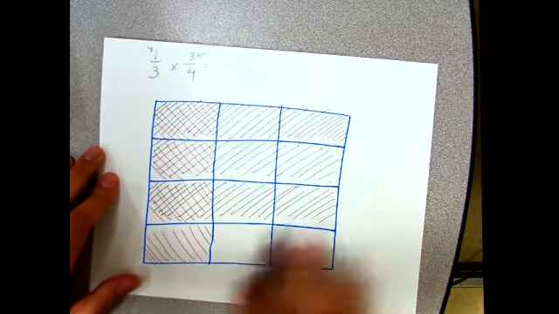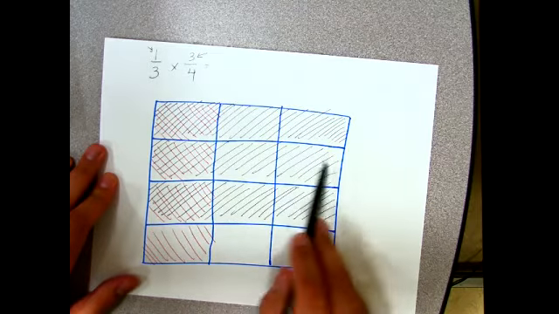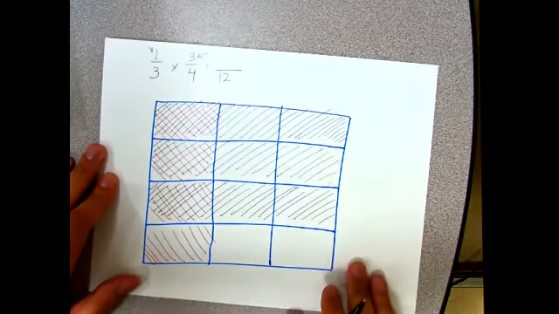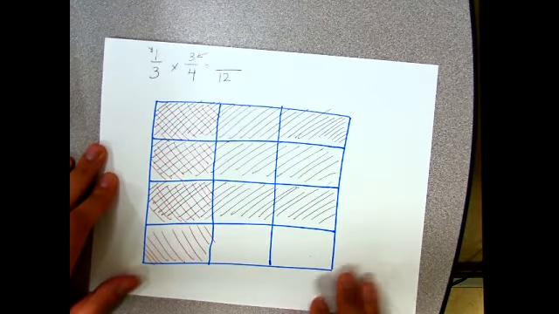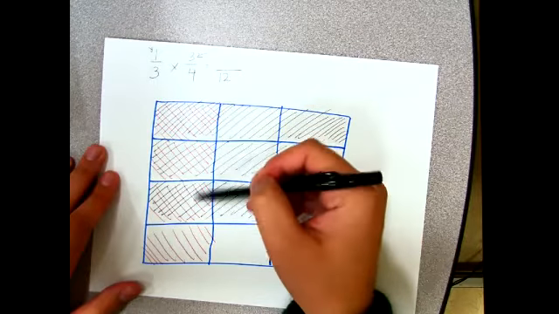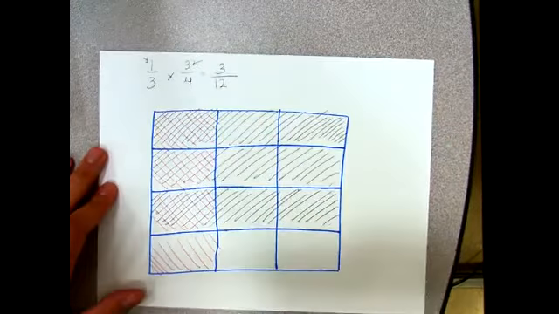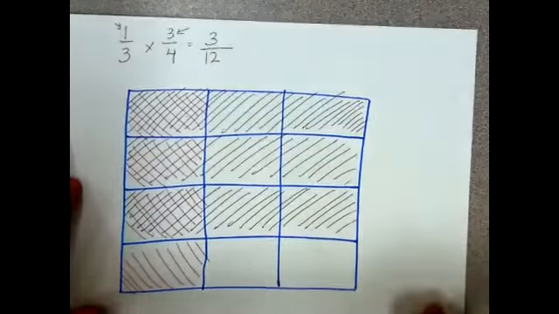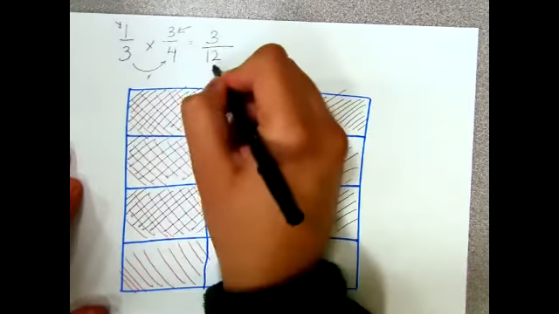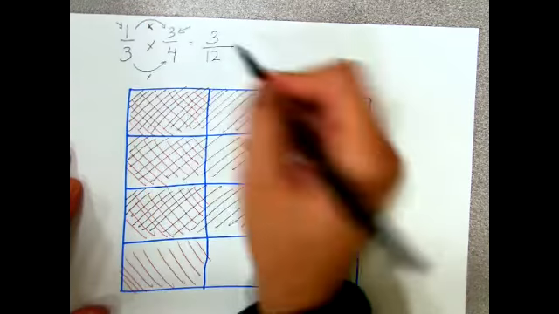So the first thing you're going to do is count all of the boxes in total, even the ones that are not shaded. So 1, 2, 3, 4, 5, 6, 7, 8, 9, 10, 11, 12 is your denominator. Okay? And then you're going to count how many boxes were shaded in twice. 1, 2, and 3. 3/12 is your answer. It's not a simplified answer, however, it is your answer. And if you look here, your denominators, 3 times 4 is 12. Your numerators, 1 times 3 is 3.